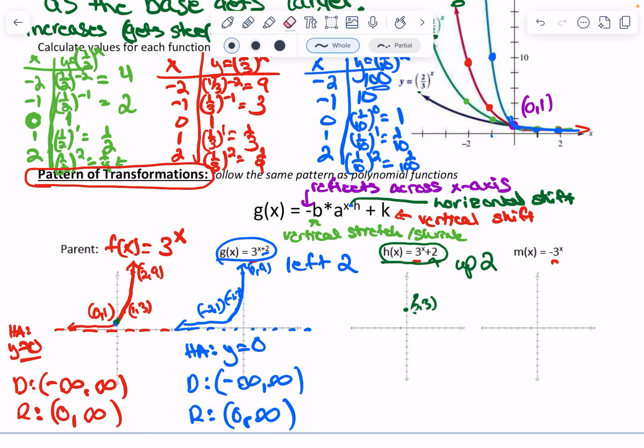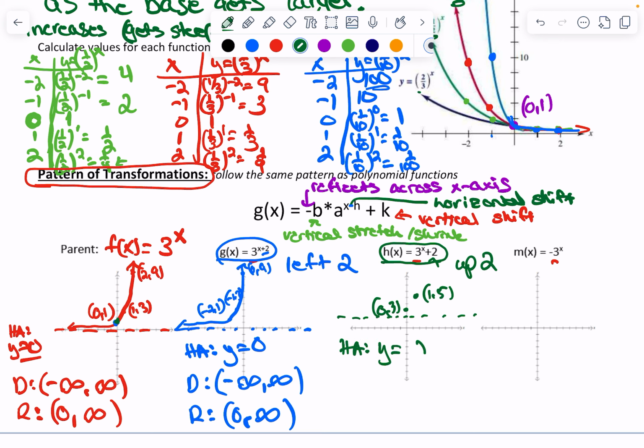Let me actually put that point over here. 1 and 5 is here. And then 2 and 9 is going to be way up. Now, when we shifted it up, our asymptote shifted up 2 also. So our horizontal asymptote is going to be y equals 2. So this graph here approaches and approaches that y equals 2, but never touches it.